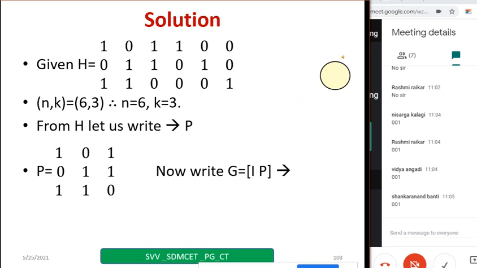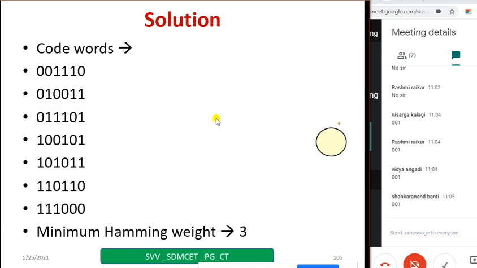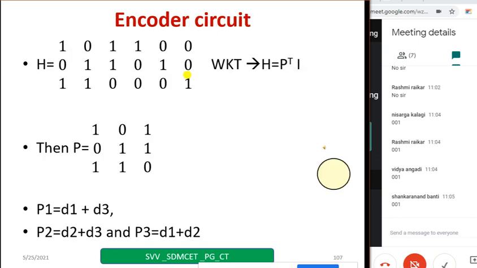Now, given is H. From H, we have written the P, and C equal to D into G, and you can find out the code words. These are the code words. All of you already typed in the chat box, and the minimum Hamming distance also you have typed, all of you, 3. I am just showing you the answers, what all you have typed in the chat box, what I got. So you people are now doing very fast. Let me go to the next.